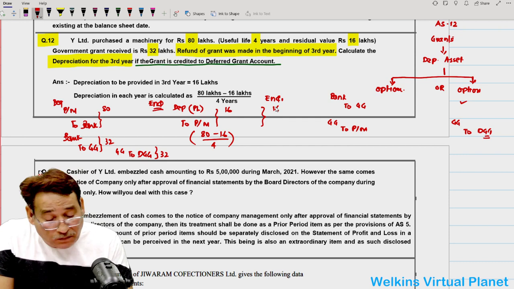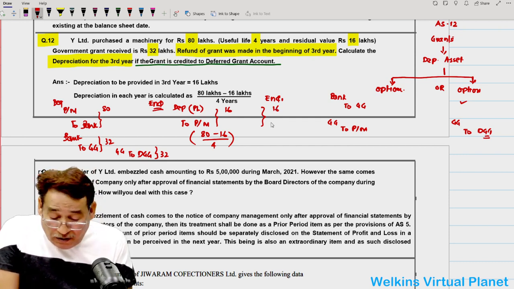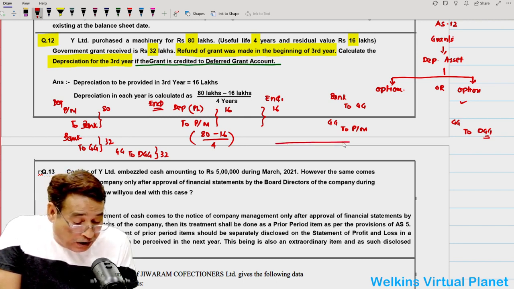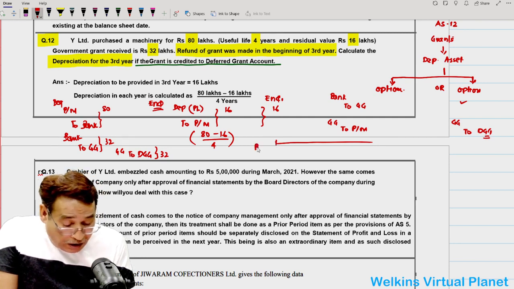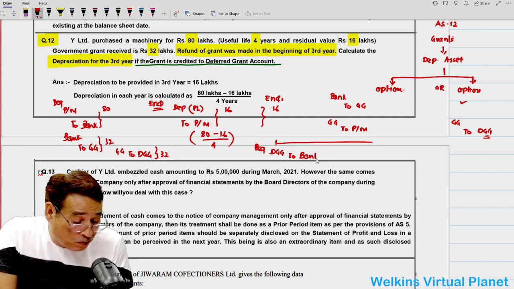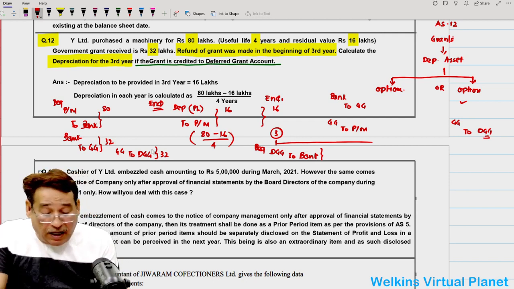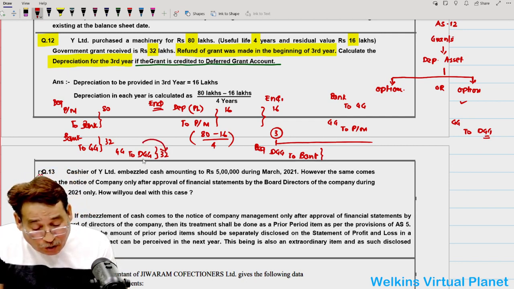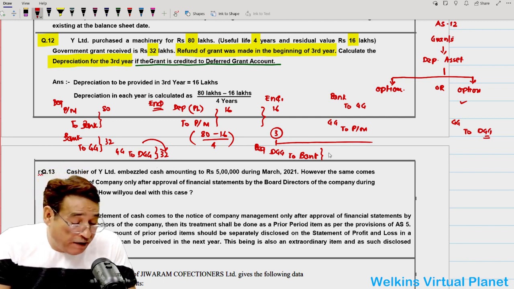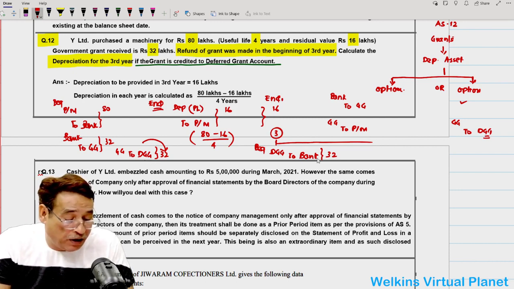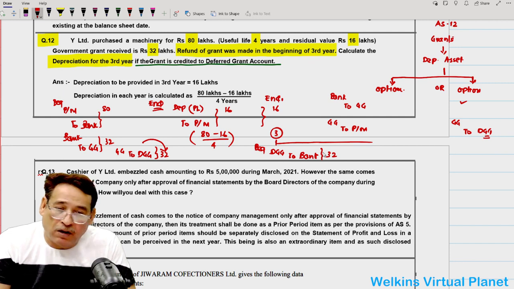Now see here, when I refund the grant, my entry will be deferred government grant account debit to bank account, in the beginning of the third year. This is the beginning of the third year, for the refund entry. Because whatever grant I received, I simply credited it to deferred government grant account. So that is why when I refund, whatever amount I credited to deferred government grant, I will debit the same and simply write to bank. This will be your entry for refund of government grant. Is it clear to you?